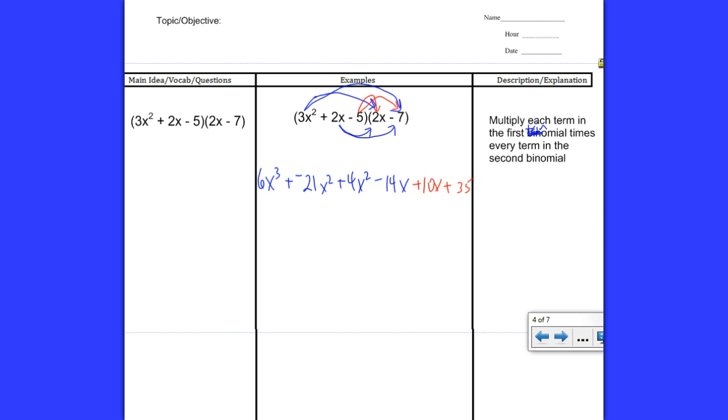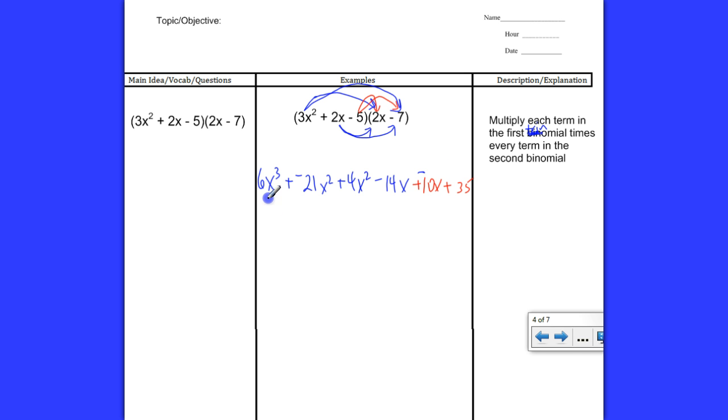Okay, now we got to look for like terms. Let me double check this to make sure I have it right. 6x cubed minus 21x squared plus 4x squared minus 14x plus 10x. This should be negative 10x, shouldn't it? 5 times, that's negative 10 right there. Sorry about that. It was negative 5 times 2 is negative 10x right there.